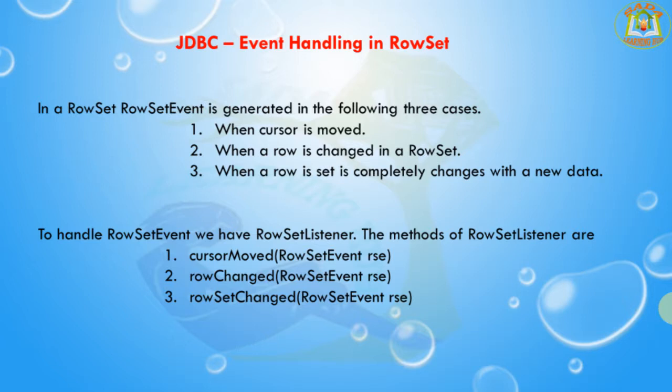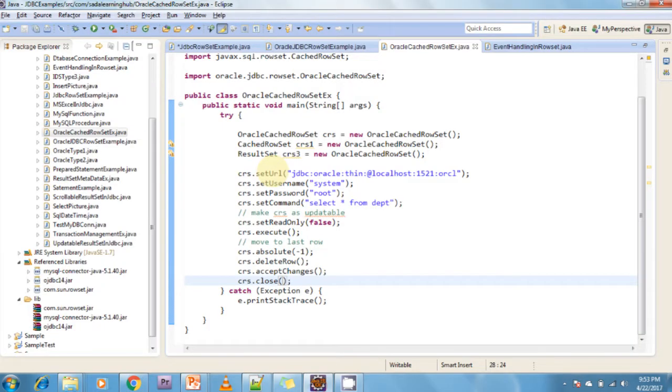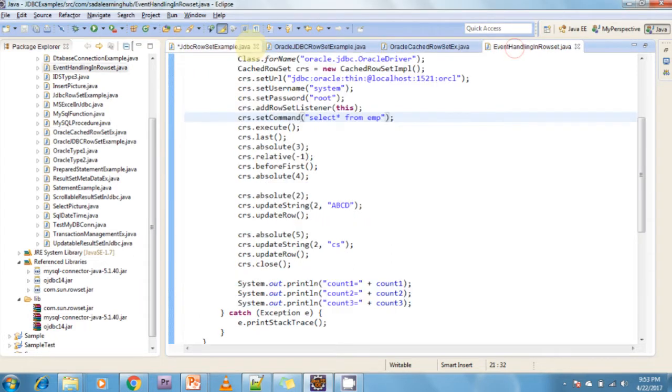Now I can explain how event handling in the RowSet works. I can show a practical demonstration of how it will be executed in JDBC code. See here, I am writing a small code.